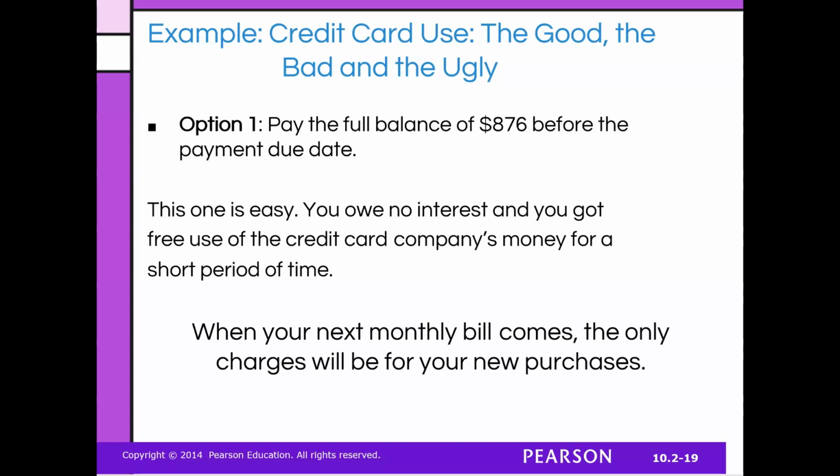Option 1, pay the full balance of $876 before the payment due date. This one's easy. If you do that, you'll pay no interest and you get free use of that credit card's money for that short period of time. And then when your next monthly bill comes, it will only have the charges for new purchases.